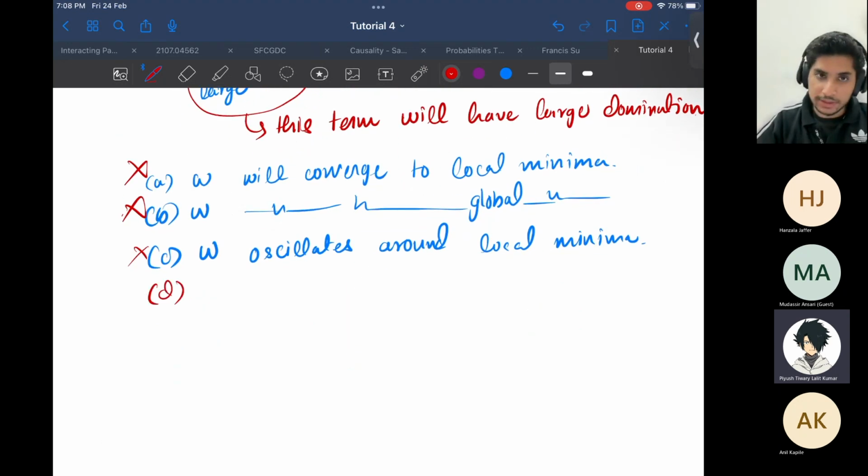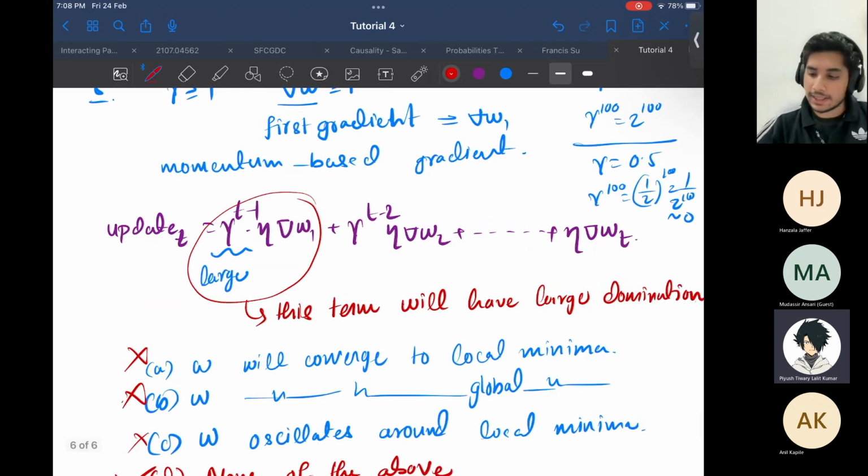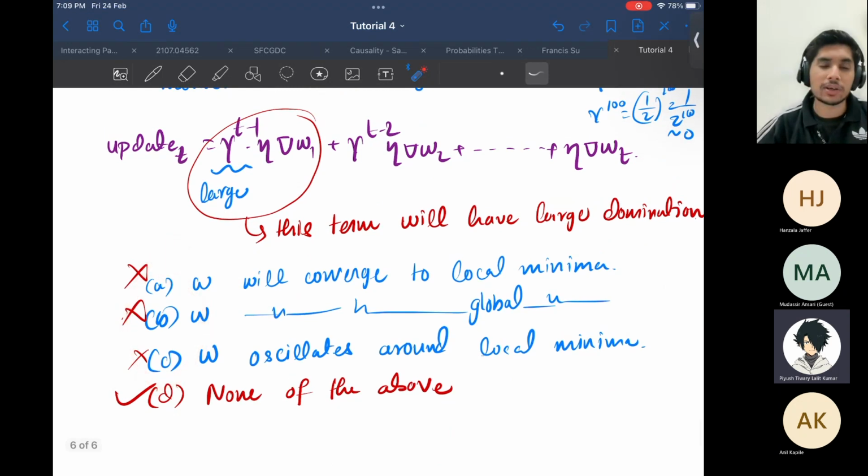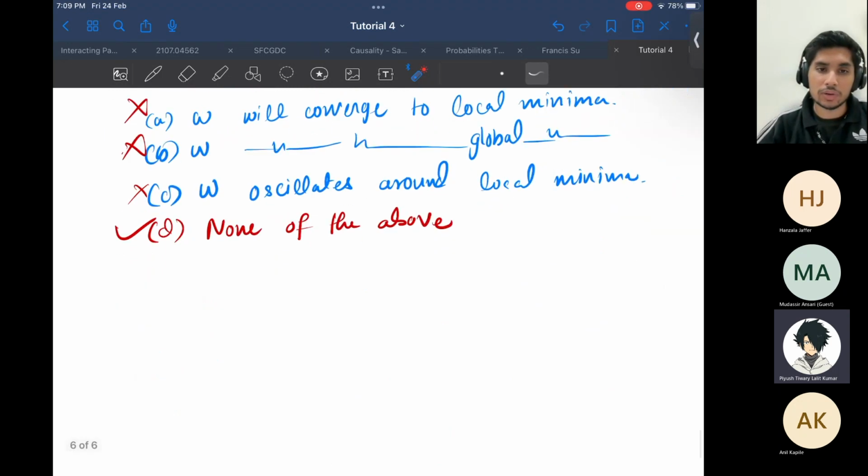So there is a D option which says none of the above. So this is the correct option, evidently. I hope you can see that I have no information about this. Unless I know that I'm closer to a minima or something like that, I cannot comment on any of these three options. That is all this question wanted to tell you.